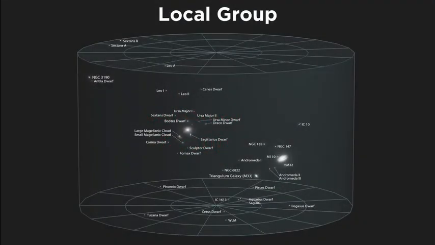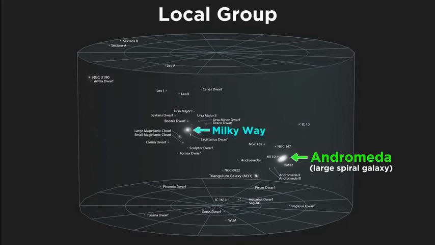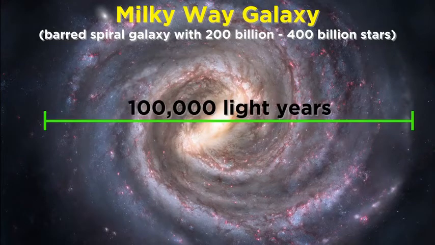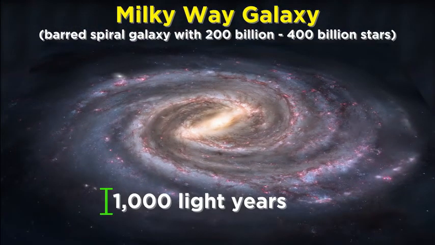This contains more than 50 galaxies, many of which are tiny dwarf galaxies, but some of which are fairly large by galactic standards. The largest of these is called the Andromeda galaxy, which is a spiral galaxy. Around half that size, the next biggest is called the Milky Way galaxy, also a spiral galaxy, and that's our home. It's a pretty typical barred spiral galaxy, containing somewhere between 200 billion and 400 billion stars. It is about 100,000 light-years in diameter, meaning it takes light 100,000 years to travel from one edge to the other, whereas it is only about 1,000 light-years thick.